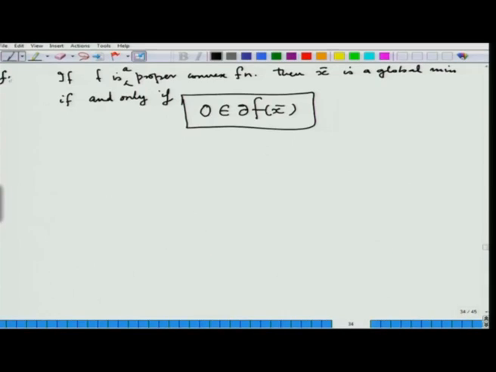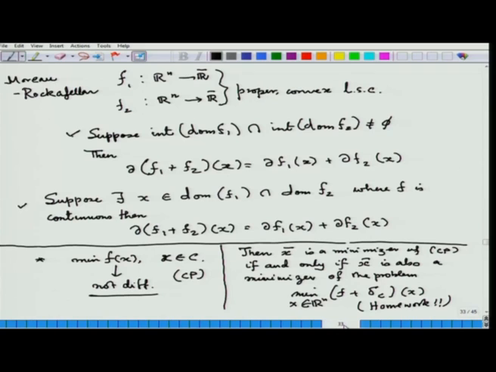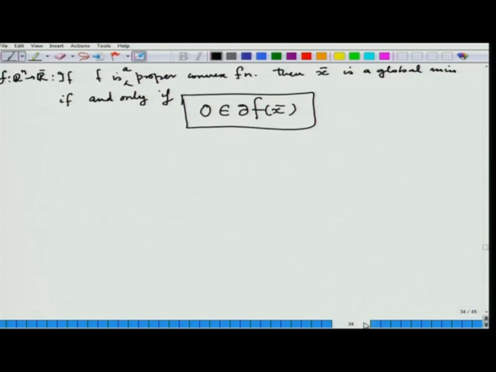So, this Fermat's rule remains relevant even when we are talking about a proper extended valued convex function. Of course, here we are taking f from R n to R bar. So, this remains relevant even if this function is extended valued; this fundamental result remains true. So, once I know this fact, if I have an x bar which is solving this unconstrained problem, this result is for the unconstrained problem. So, x bar is a global minimum of f on R n if and only if this holds.